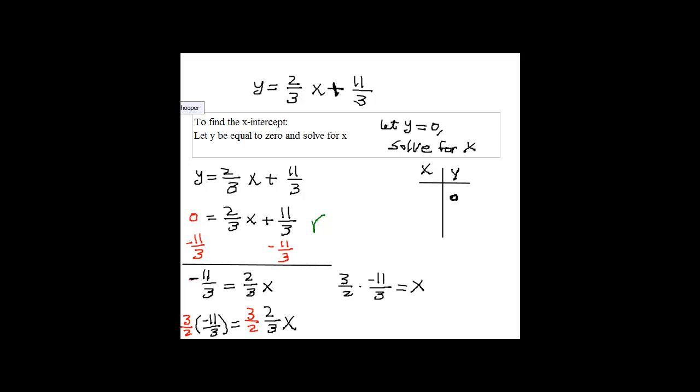That is your x-intercept, which is equal to, as you see, you can reduce this 3 and this 3 turns to 1. So we have minus 11 over 2. That is the point. Can I see a check mark next to your name if you can follow how to find the x-intercept, please?